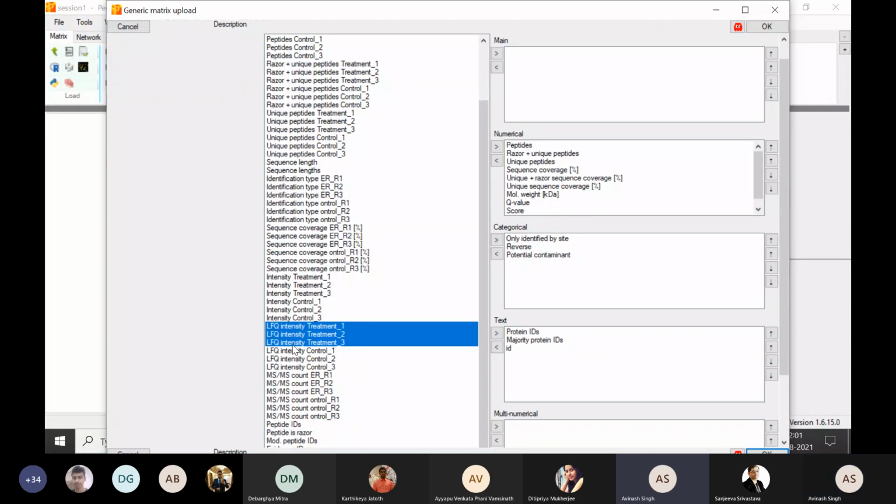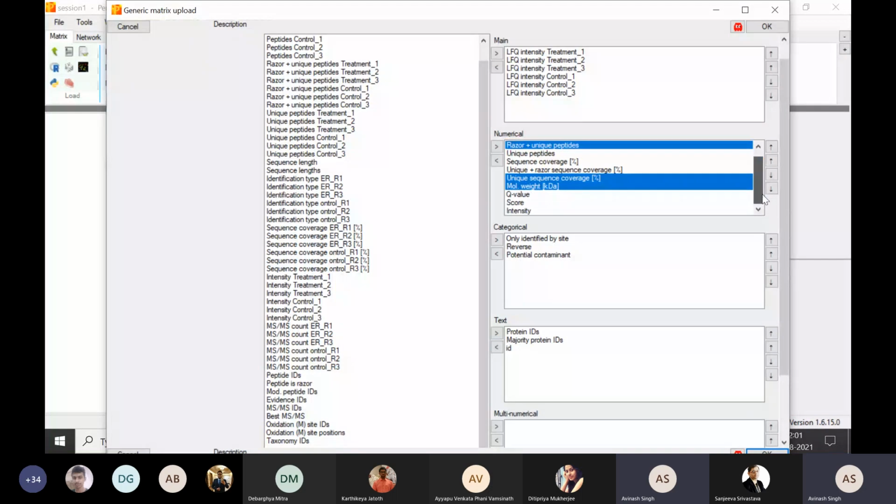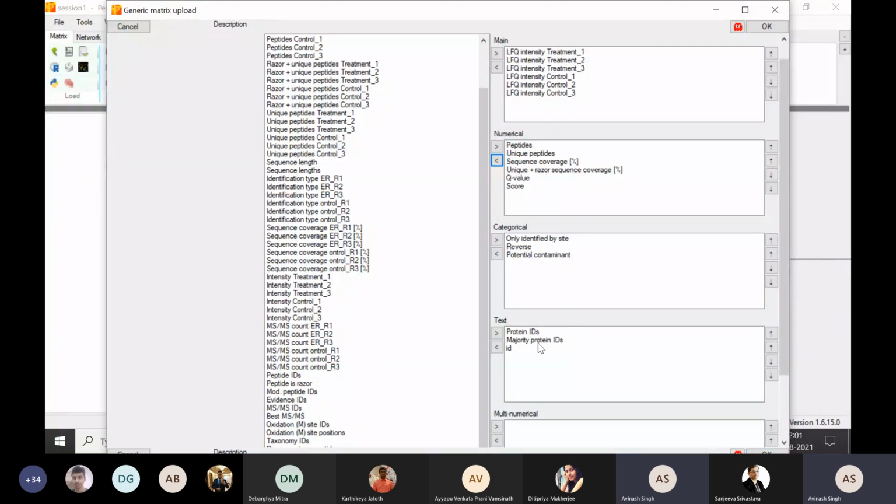So for analysis, we generally need only the LFQ intensity columns, and the rest are numerical columns, categorical columns, and text where the protein ID is present. So we have to remove the sum of the parts from our matrix. Those things which are not required, we can remove just by selecting. Suppose we do not need the reverse peptide, unique sequence, molecular weight, and also the intensity. We can just select those parts, and further we can go ahead.